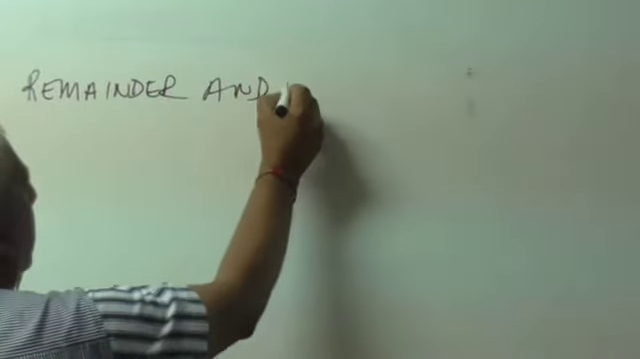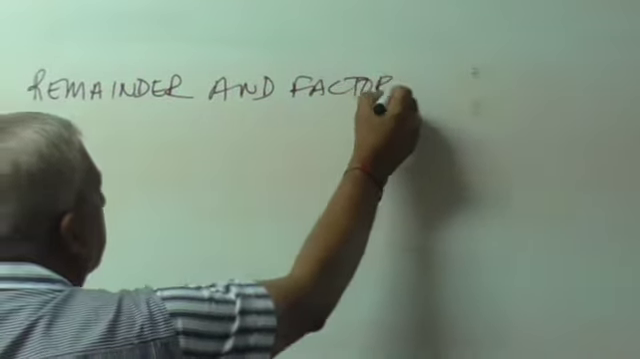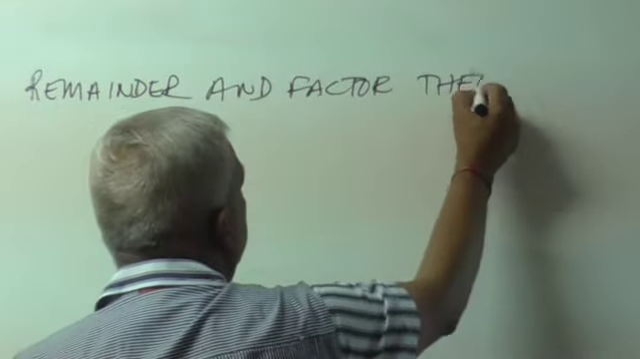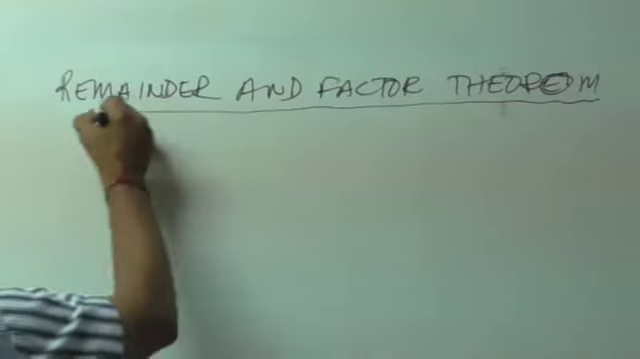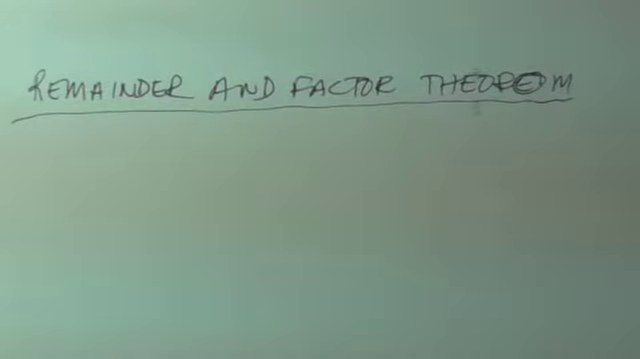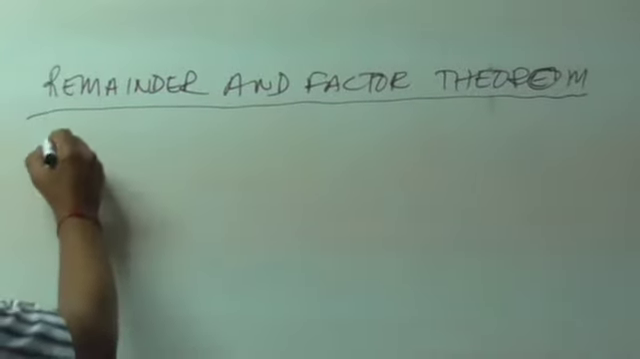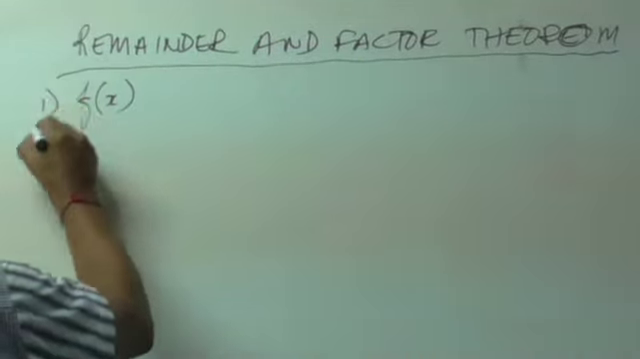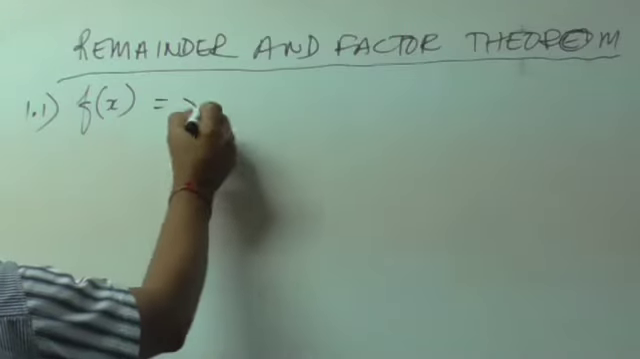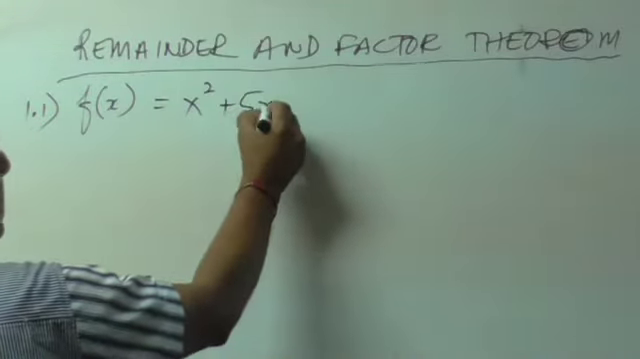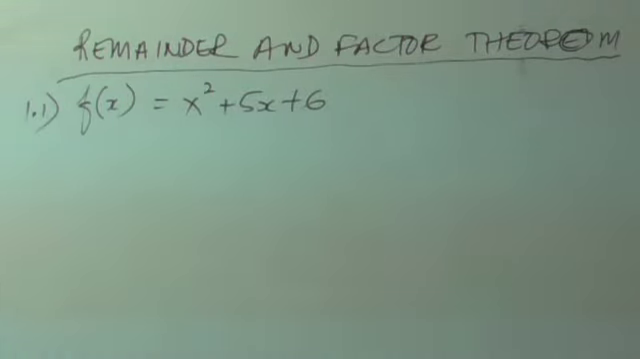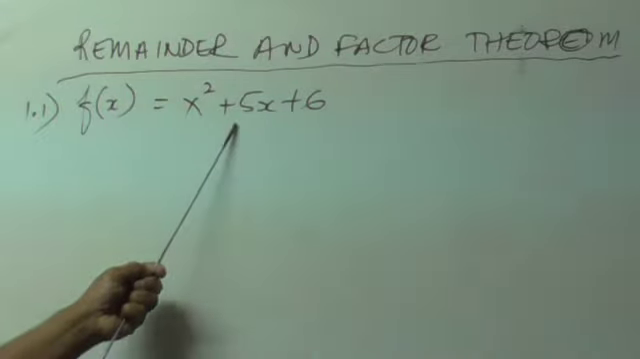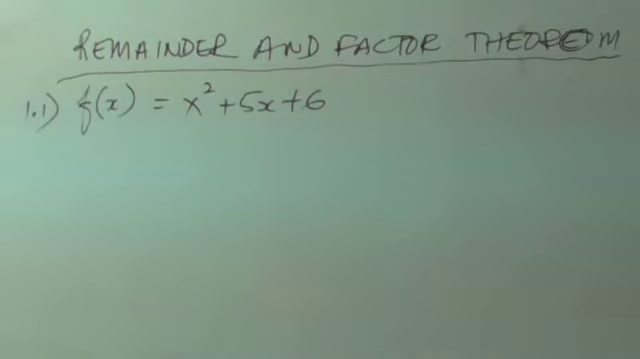Remainder and factor theorem. And we are required to find the remainder. We have f of x, number 1.1, equal to x squared plus 5x plus 6. We are using a quadratic just to make our life easy and to understand it. And whatever happens in a quadratic will also happen in a cubic equation or a cubic expression.